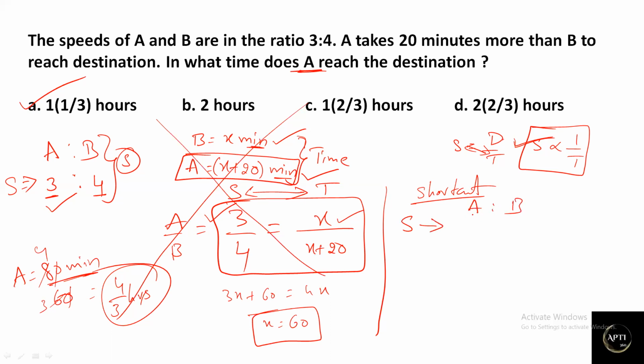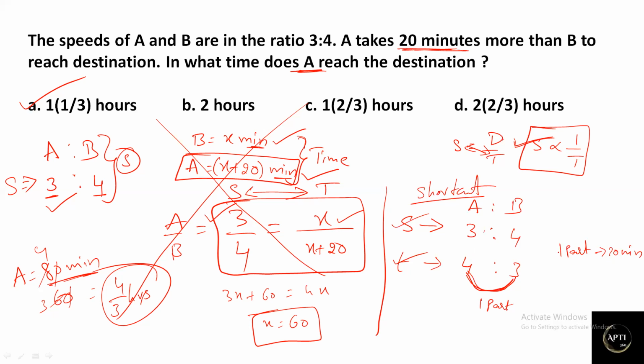Speeds are in the ratio a is to b, 3 is to 4, correct? If speeds are in the ratio 3 is to 4, can I tell the times are in the ratio 4 is to 3? Why? Because speed and time are inversely proportional. Do remember, a is to b speed is 3 is to 4, which means time will be 4 is to 3, reverse, inversely proportional. Now very simple, how much more time does a take? A takes 20 minutes more than b. They are comparing times, right? Here what's the difference in the ratio of a and b? Can I say that it is one part? In terms of ratio it is a one part difference. In terms of time it is a 20 minutes difference. Now can I say that one part value is 20 minutes?